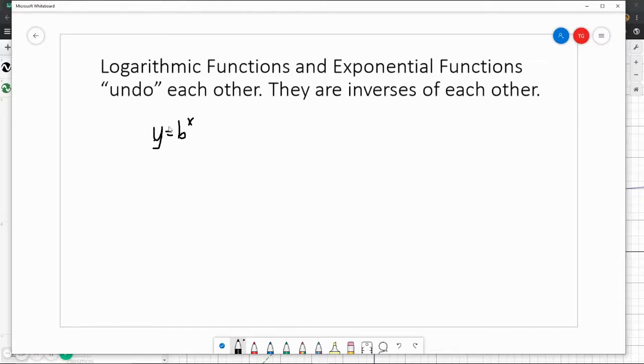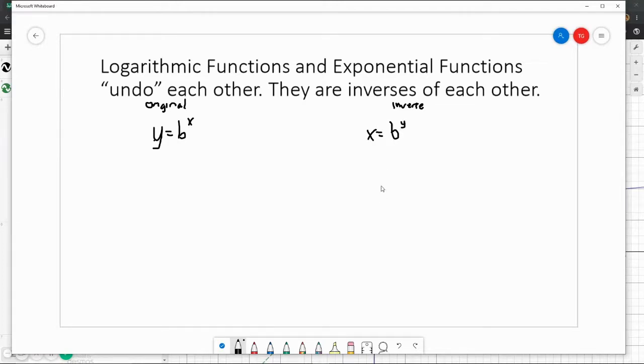So doing that, this is the original, and then this is going to be the inverse. So we're going to switch x and y. So that means x is equal to b to the y.